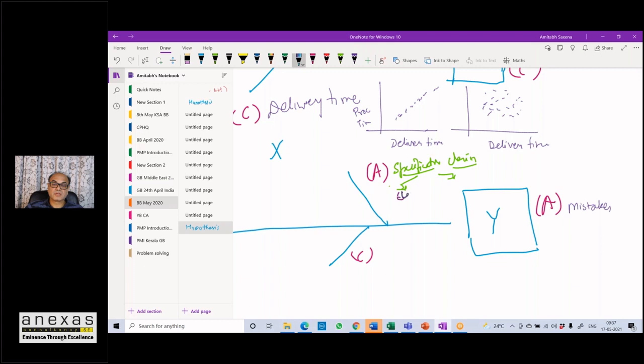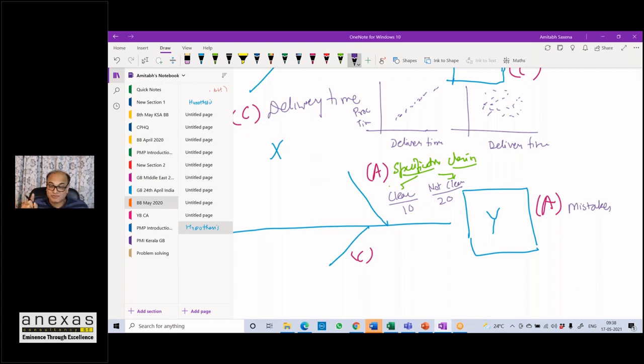So specification clear, let me write it. Specification is clear and not clear. Now if I give you this data saying that when the specifications are clear, I commit 10 mistakes. When the specifications are not clear, I commit 20 mistakes. And if someone asks you, is clarity impacting? You might say, yes, clarity is impacting. When the specifications are not clear, we commit more mistakes.